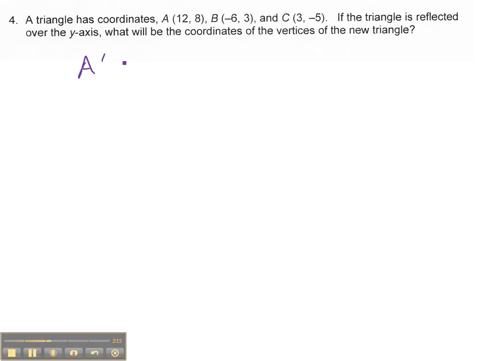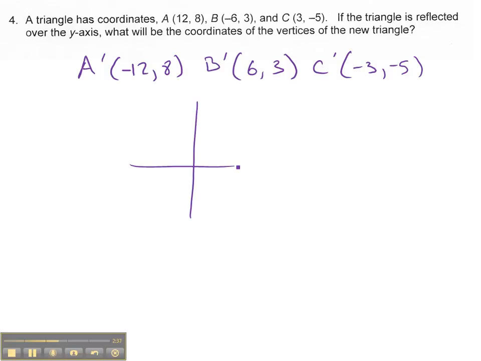So the reflected vertex A prime would be at negative 12, 8. B prime would be at 6, 3. Instead of negative 6, 3. C prime would be at negative 3, negative 5.